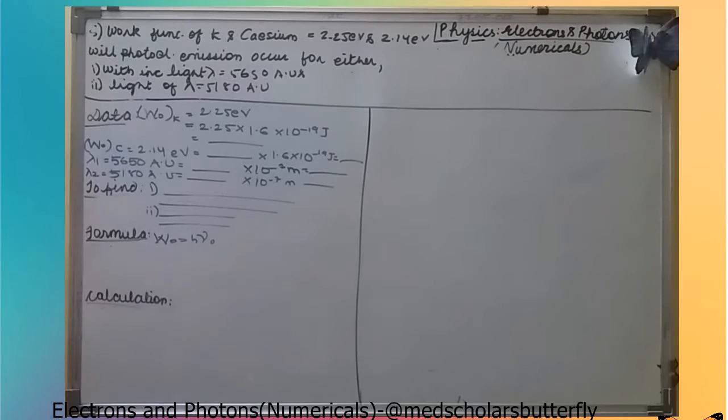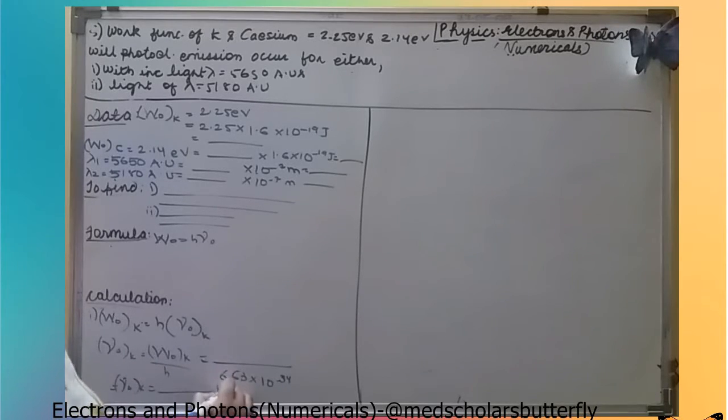Now from the formula, what we will do for potassium first and then for cesium. For potassium, what will happen? W0 for potassium is equal to h nu 0 for potassium. What is nu 0 for potassium? It is nothing but W0 potassium upon h. We know both their values. You will get your value from here, and h is a constant, which is 6.63 into 10 raised to minus 34, and you will get your nu 0 potassium in hertz.